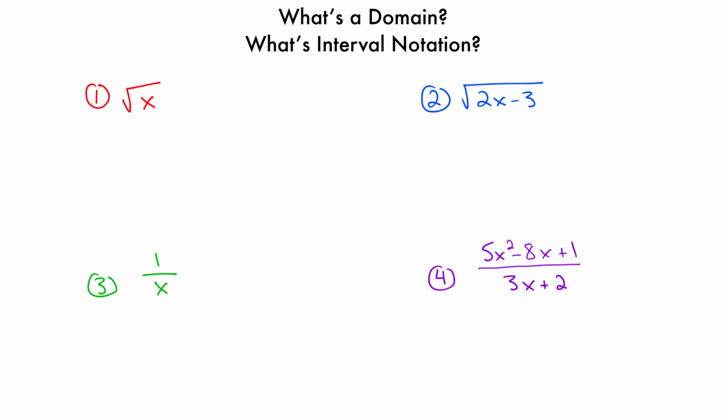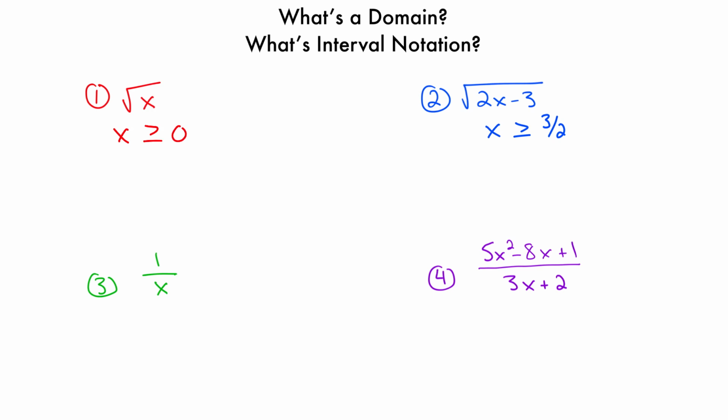But for problem number 1, I have the square root of x. There is a domain restriction on this. The domain restriction is x has to be greater than or equal to 0. It has to be a positive number. That's what that means using inequalities. Problem number 2, I have the square root of 2x minus 3. If you wanted to, you could set that equal to 0 and solve, but you'd ultimately find that x has to be greater than or equal to 3 over 2. That is the domain restriction for problem number 2.